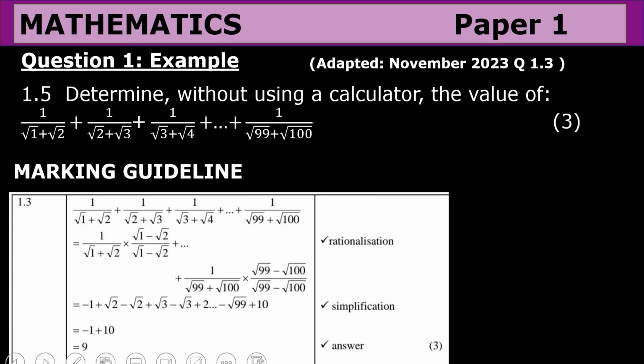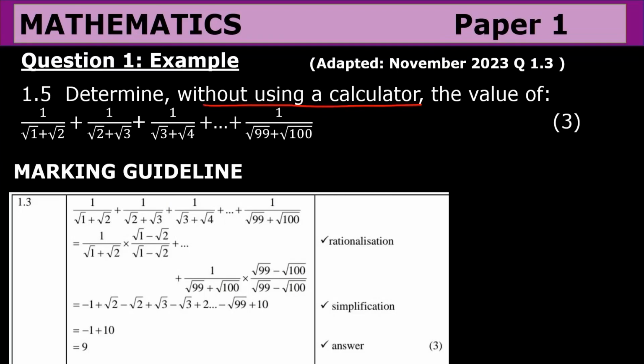Now the next question there says, again, determine without using a calculator the value of. So we have been given an expression there, and remember when it says without the use of a calculator, that's where we need to see how we can simplify this using those exponential laws or those surd laws, and in this case we are working with surds. So the first thing that you're going to get a mark for is rationalization.